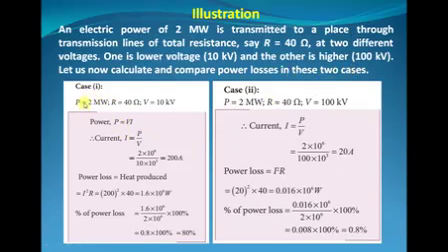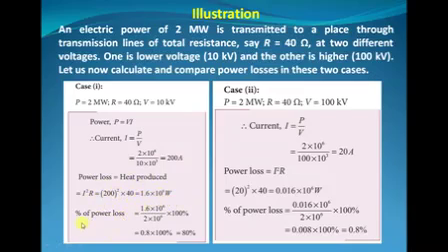First one. Power is 2 megawatt, R value is 40 ohm, and V is equal to 10 kilovolt. Power P is equal to VI, so I is equal to P divided by V. P is 2 into 10 power 6 divided by V, 10 into 10 power 3, so the current value is 200 ampere. The power loss, since heat is produced, is I squared R, that is 200 squared into 40, so we are getting 1.6 megawatts.